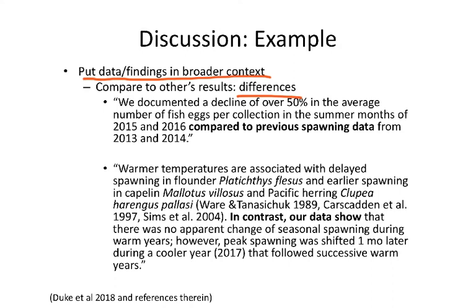So that first bullet point, they talk about how they compared to previous spawning data, they actually found a decline of 50%. In the second bullet point, they explain what has been found previously, and then they say, in contrast, our data actually shows something different and there was no apparent change of spawning. So this is an example of the discussion section where you can compare how your results are different from other people's.